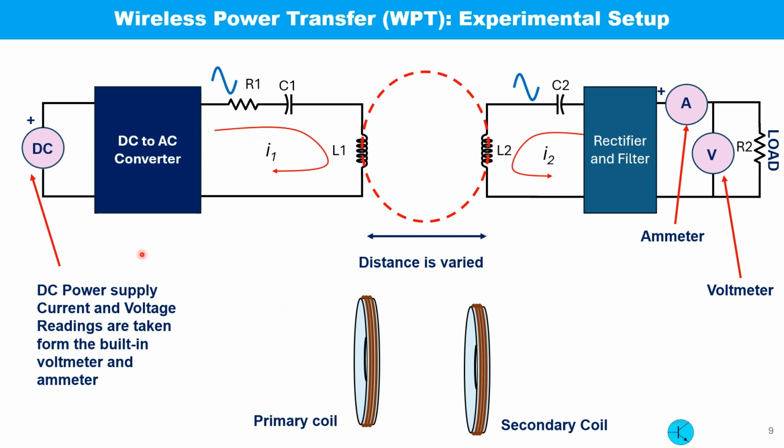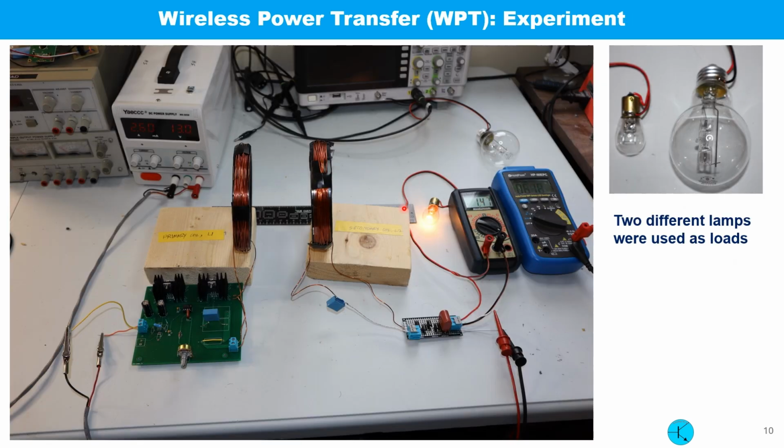The experimental setup is shown here for various measurements. I am going to use DC power supply meters to measure the input current and voltage. There will be some loss in the DC to AC converter though. On the secondary side, I am using a DC voltmeter and an ammeter with the load to measure the output current and voltage.